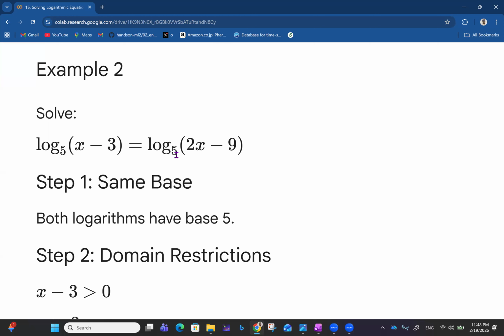Of course, they are the same base. So both logarithms have base 5, so you can easily equate. Then the next thing you want to check will be the domain restrictions.